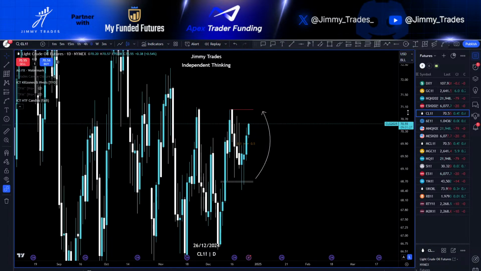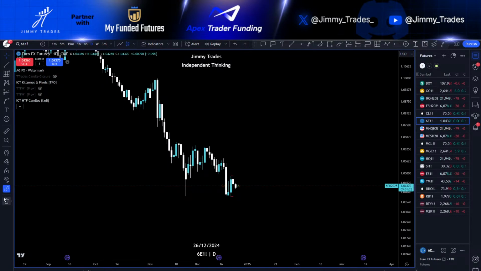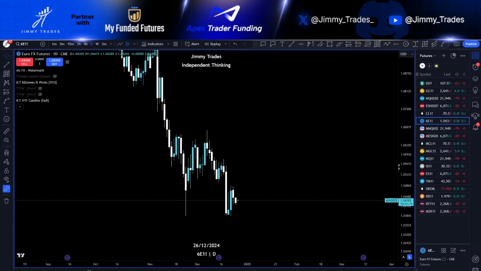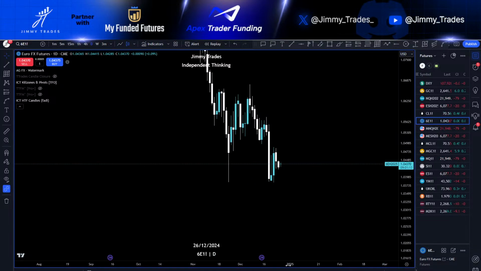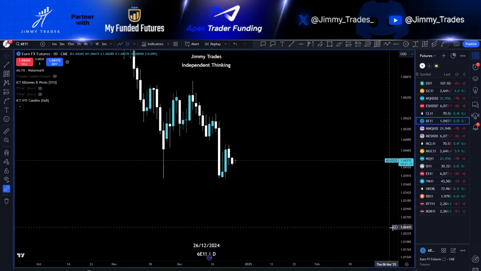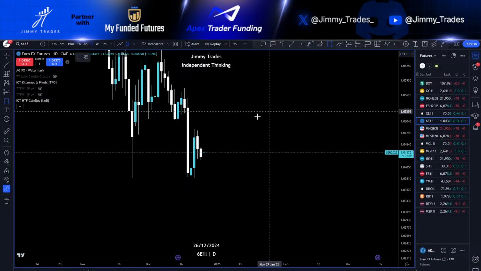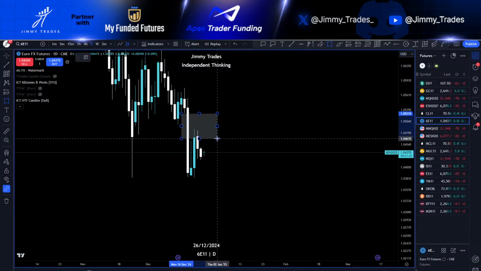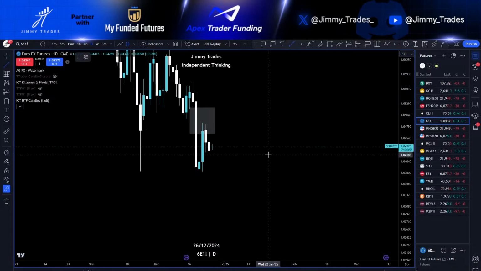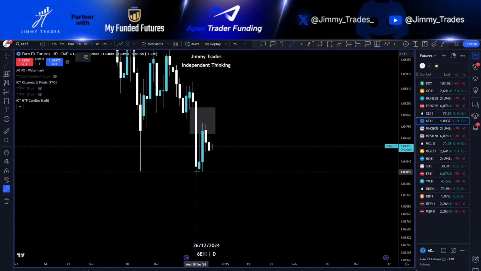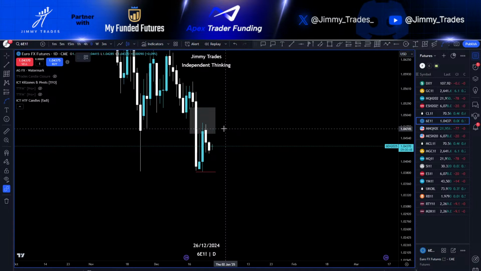MMXM, let's go. So similar, we're looking at internal to external. Same deal here on Euro futures. Price is moving from internal at the moment. And unless we create more structure, then this will be my initial first target. Moving from internal to external.